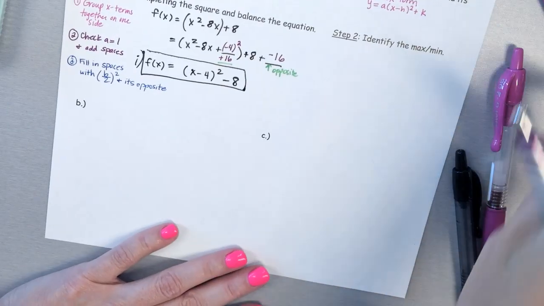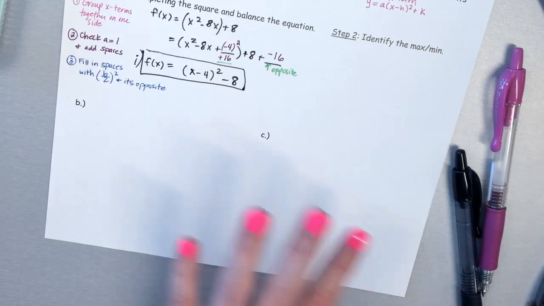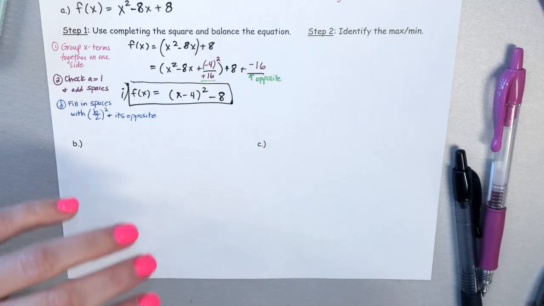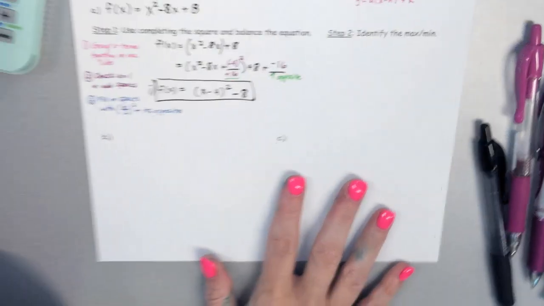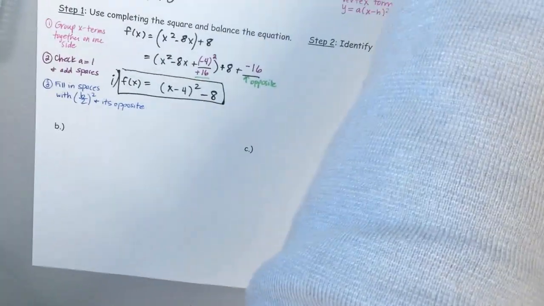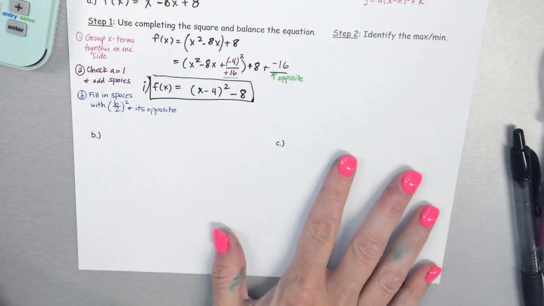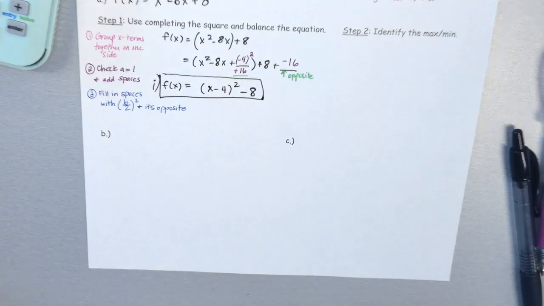Okay, what questions do we have about that part of the process? Okay, then let's identify our maximum and our minimum. Sorry, this is slanted, so I have to split this.